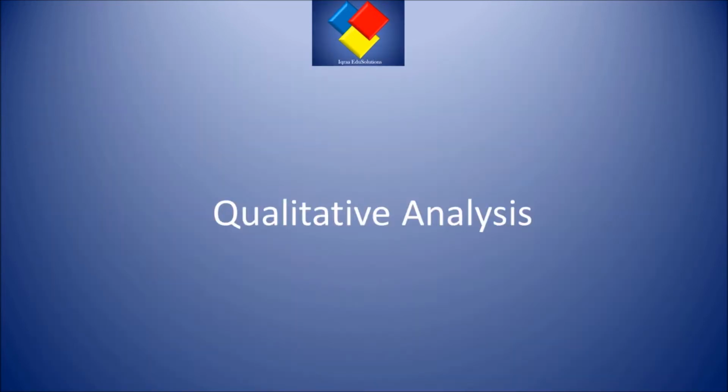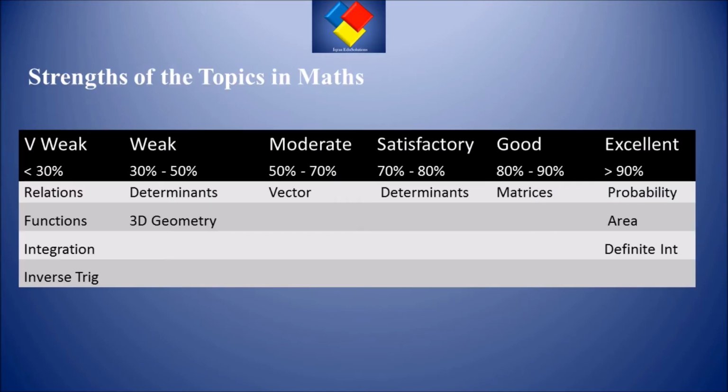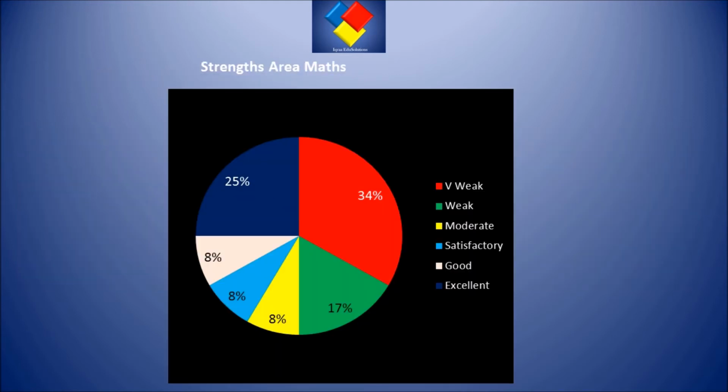Now let's see the qualitative analysis of the report. This table shows which topic he has mastered and in which topic he is still weak. This graph shows the strength areas in a particular subject.